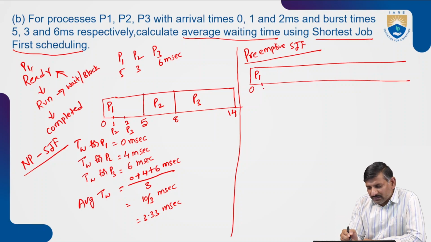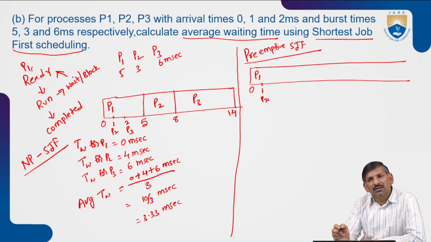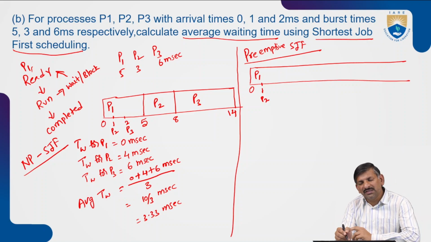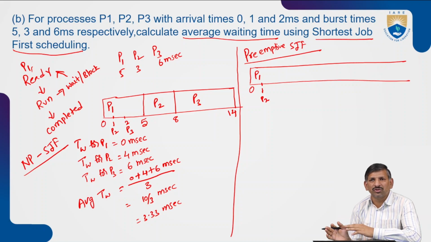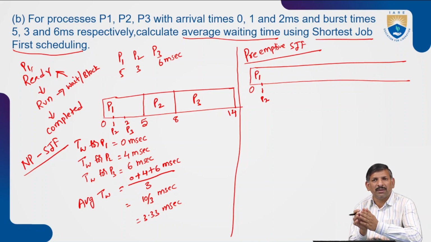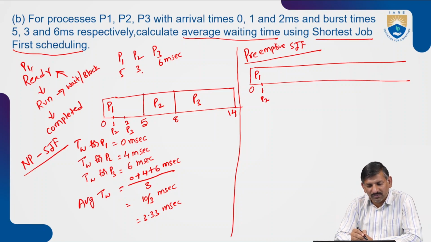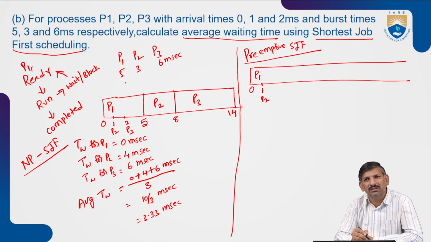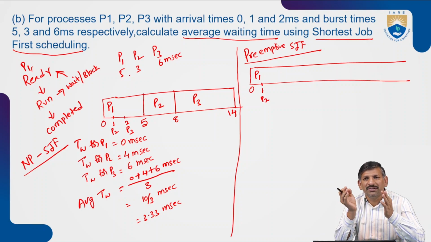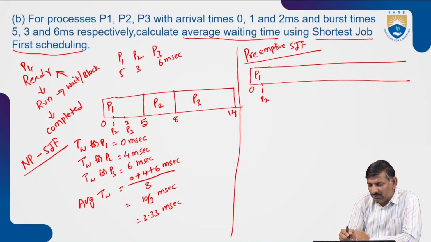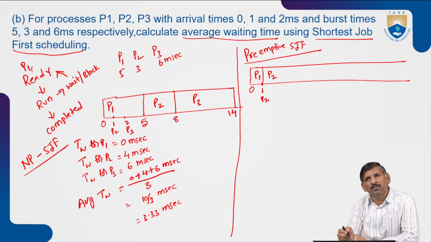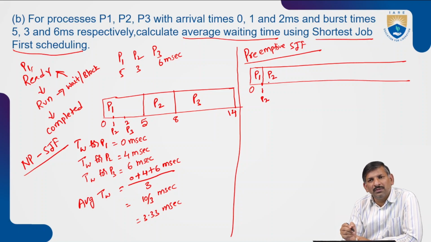At the time of first millisecond, P2 enters into the ready state. Since it is preemptive, it stops the current process execution and compares the remaining execution time of the current process with the execution time of the new process. P2 execution time is only 3 milliseconds. P1 remaining execution time is 4 milliseconds. Among these two, which one is having less execution time? P2 only. So P1 is preempted by P2. P1 goes to the ready state, P2 enters into the running state.